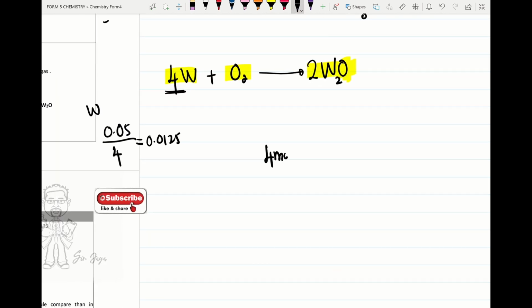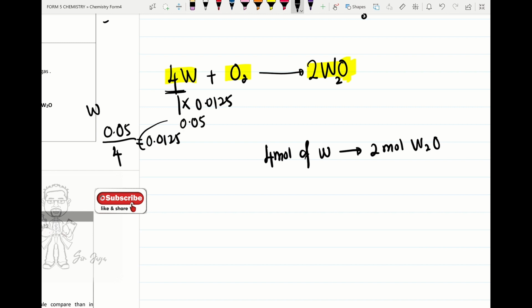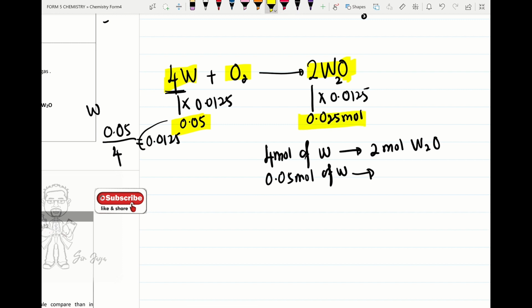Alright, so how to find the mole ratio? I put here 4 mole of W reacts with 2 mole of W2O. So we take this value, we times here 0.0125. When we times with 0.0125, we will get 0.05. Here 2 times 0.0125, so we will get the ratio of 0.025 mole. Alright, so that means we take the 0.05 mole of W, put here, it will react and produce 0.025 mole of W2O.